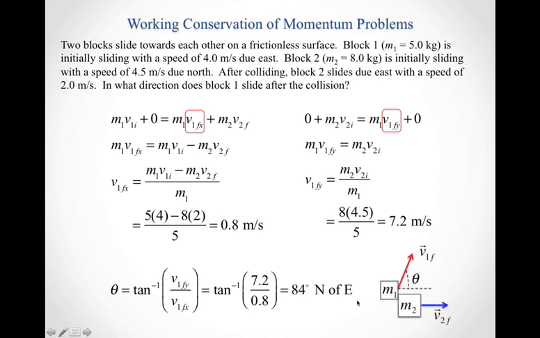So if I come back to my picture for the final state of my system, block 2 is sliding due east, and block 1 is now making this very large angle, so it's sliding in the direction 84 degrees north of east.